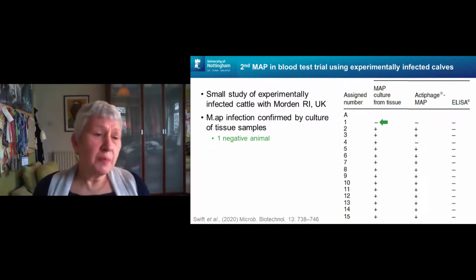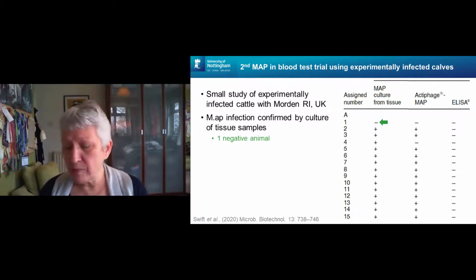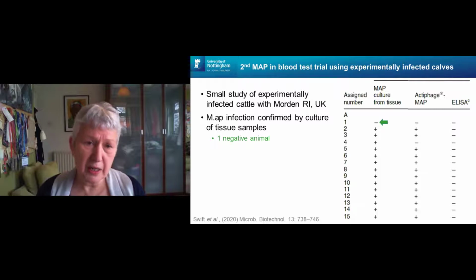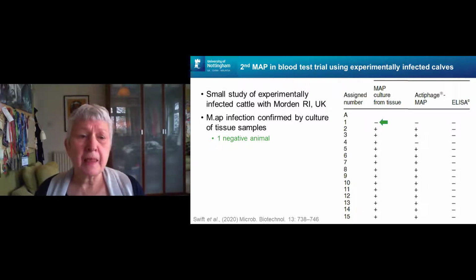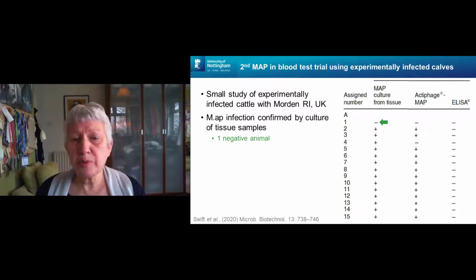So, a small set of experimentally infected animals, using this new method, using paratuberculosis, was carried out with the Moredun Research Institute in the UK. These animals had been infected, and infection was confirmed post-mortem by taking tissue samples and culturing. And in fact, most of the animals, 15 in this positive group, were infected, but there was one where they couldn't get evidence through culture of infection.